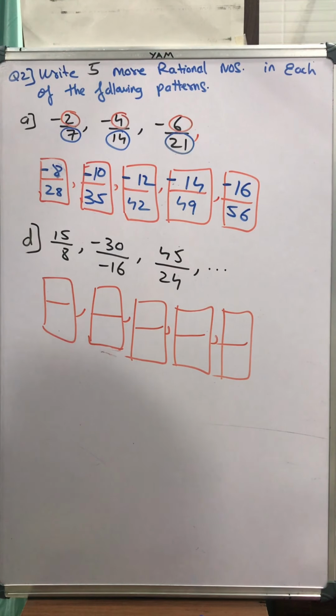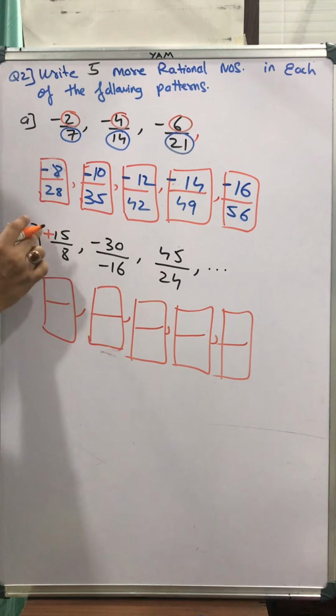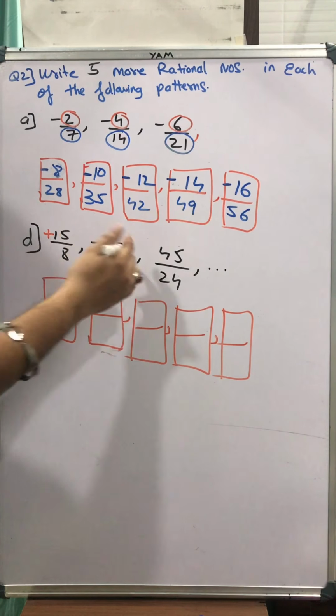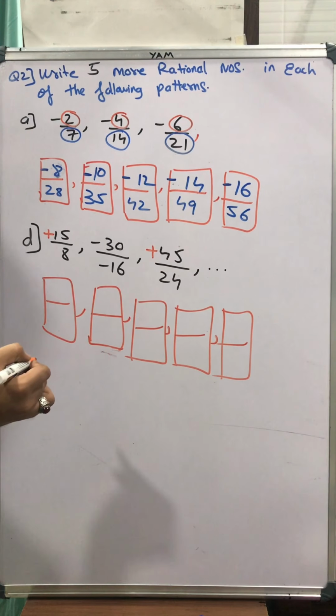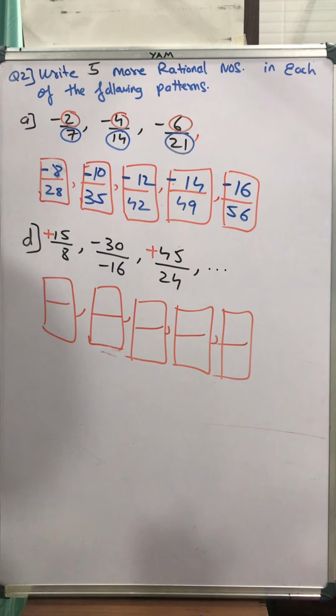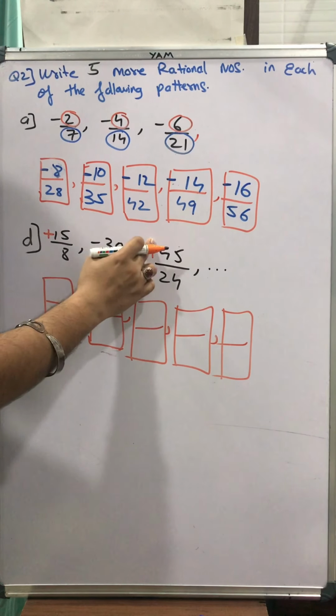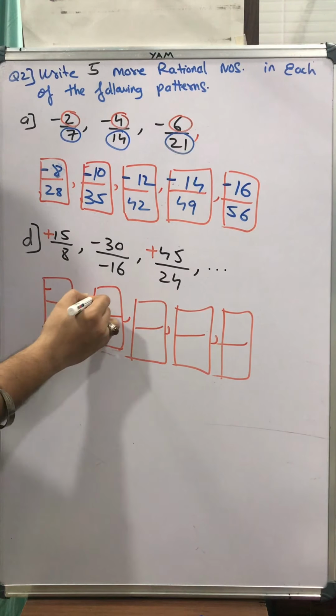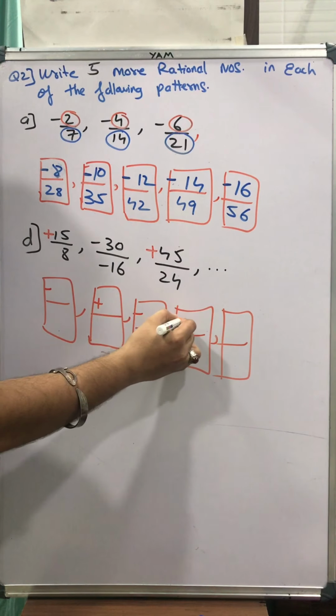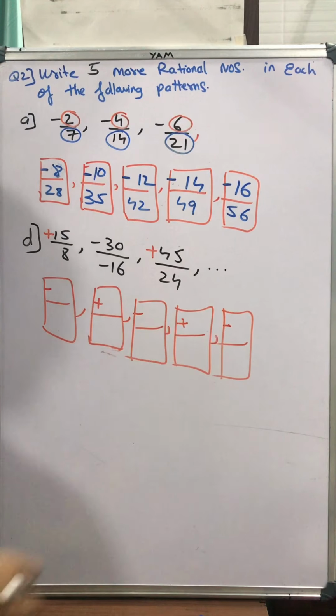Now let's observe carefully, students. I'm talking about the numerator. Mark my words, listen carefully. In the numerator, first we have plus, then minus, and once again plus. So the numerator starts with plus, then minus, then plus, so of course then minus will come: plus, minus, plus, minus, plus, minus, plus, minus.